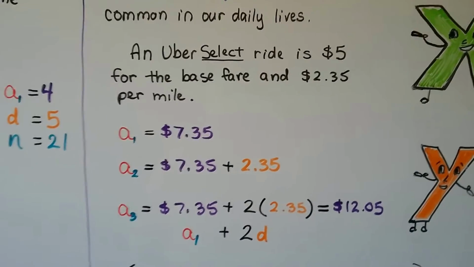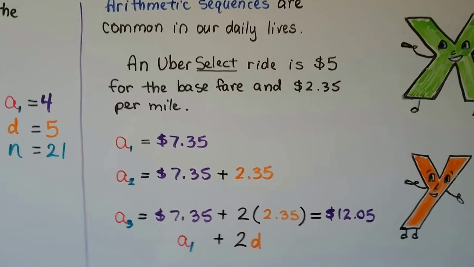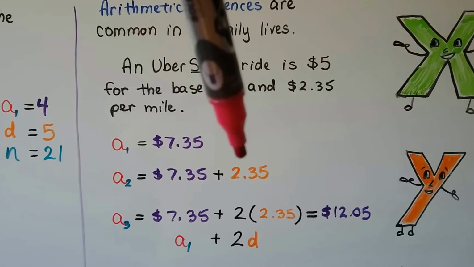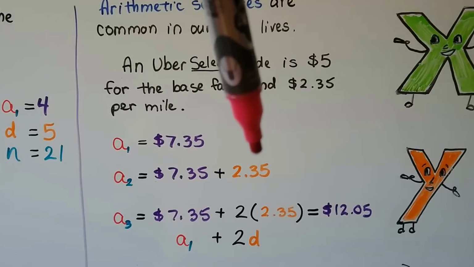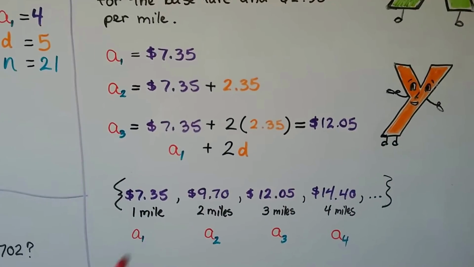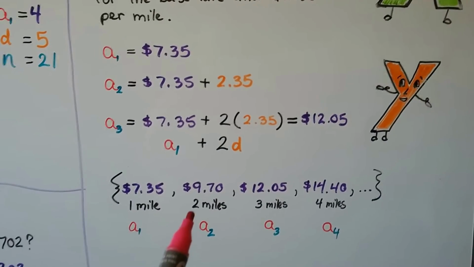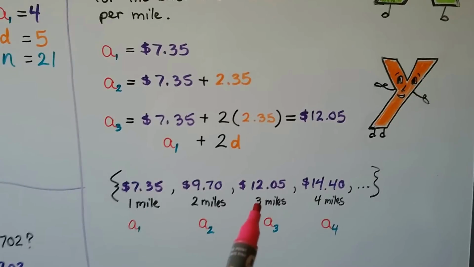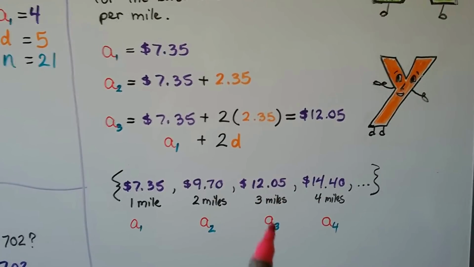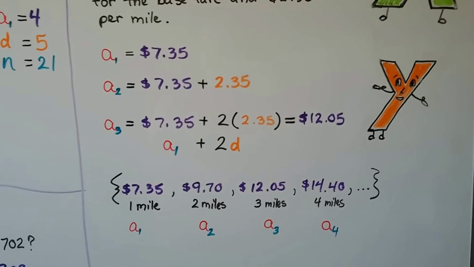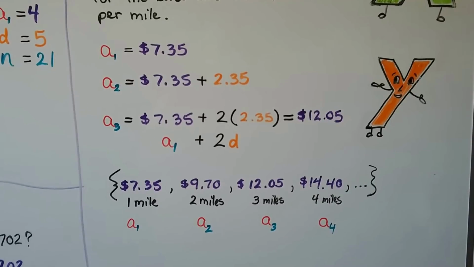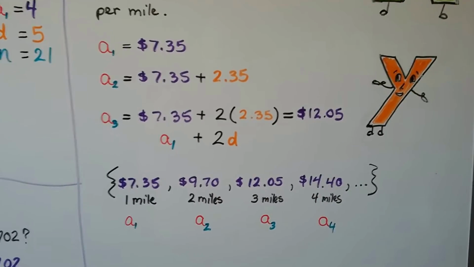So we could say a sub 1 is $7.35 because that first mile is going to include that $5. Then for the second mile, we're going to add $2.35 because that's per mile, see? So the first mile is $7.35, 2 miles is $9.70, 3 miles is $12.05, see? We got our a sub 1, a sub 2, a sub 3, a sub 4. And we could figure out what it would be for 27 miles by following this, see?